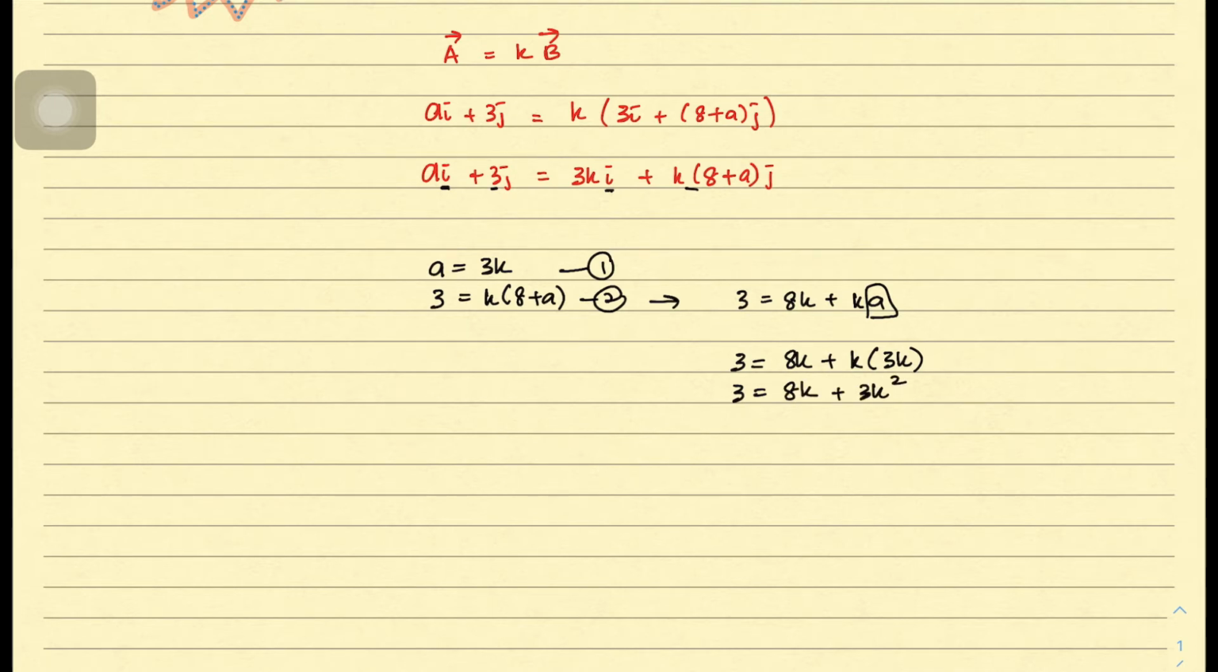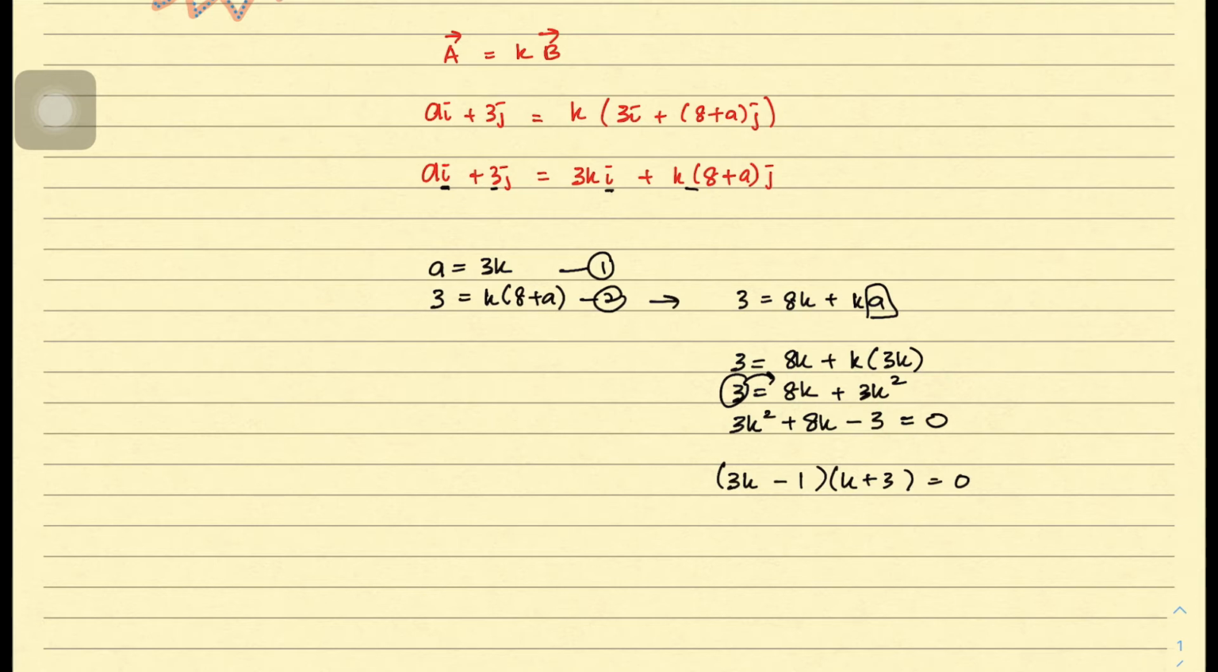Okay, so kat sini kita pindahkan. Okay, kita pindahkan, kita akan dapat 3K square tambah 8K, tolak, bawa positif pergi sebelah jadi negatif 3. So, belah sini tinggal kosong. Okay, so kita boleh factorize menggunakan kalkulator, kita cari nilai K ataupun awak boleh gunakan manual untuk cari nilai K. So, K is equal to, okay, 9 plus 8 negative 3.